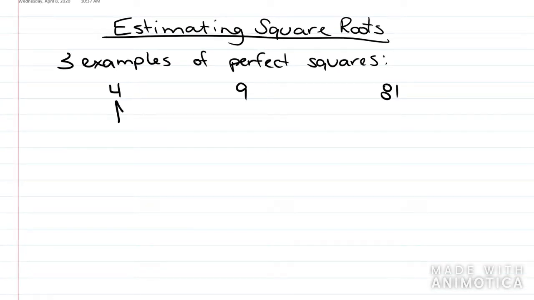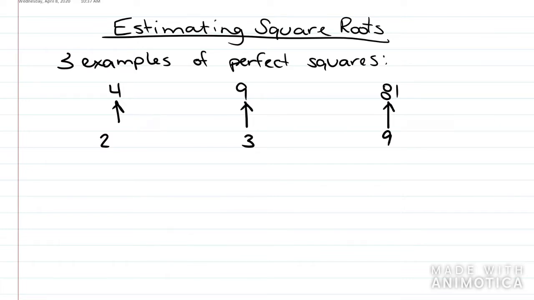Well, for 4, it's 2, because 2 times 2 equals 4. For 9, it's 3, because 3 times 3 equals 9. And for 81, it was 9, because 9 times 9 equals 81.